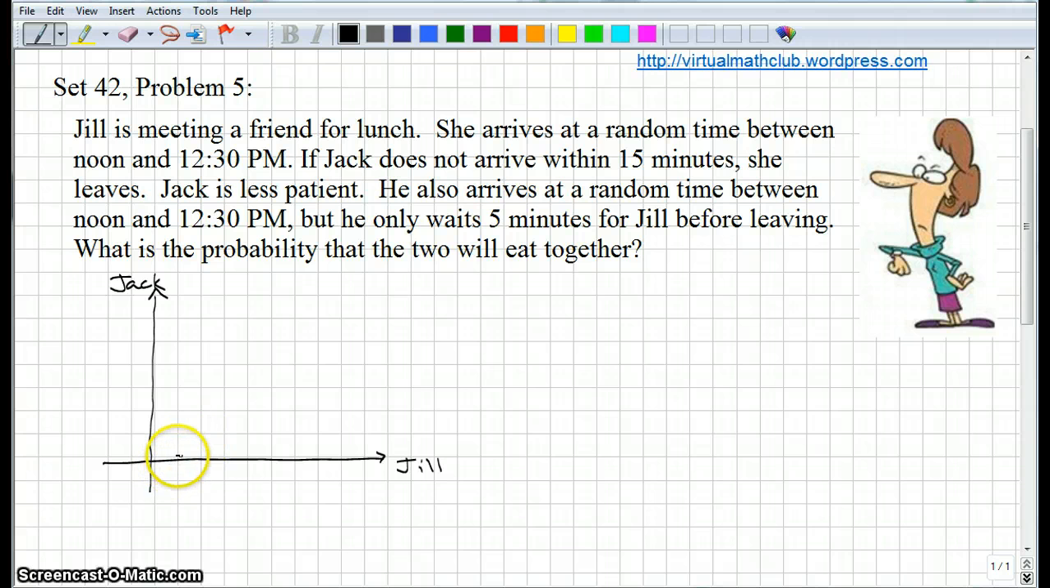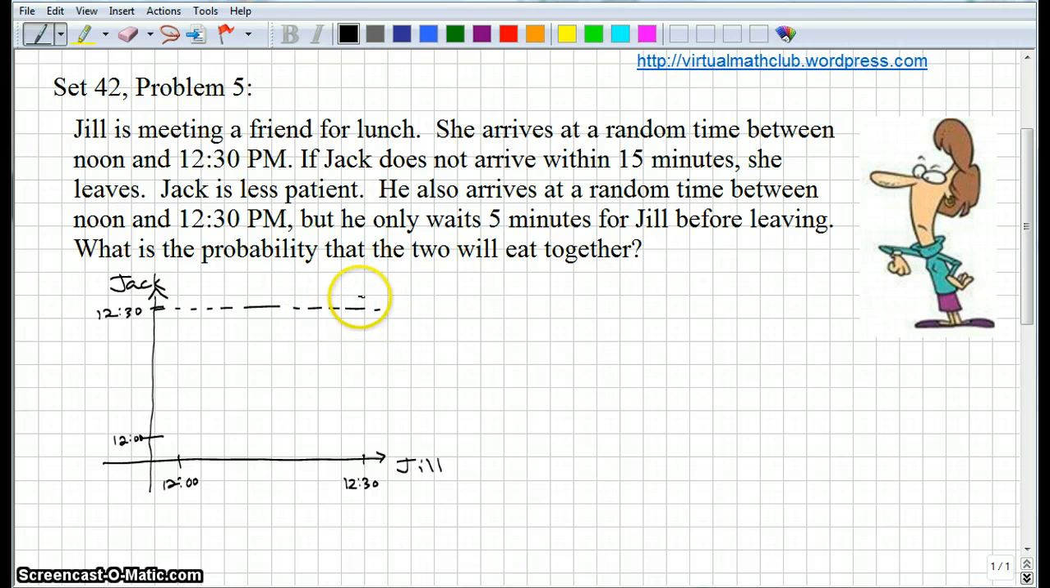Okay, so Jill arrives somewhere between, we'll call this 12 o'clock. All right, so this is 12 noon. And somewhere between there and 12:30. Okay, so that's her arrival time. And Jack also arrives somewhere between 12 and 12:30. Okay, so here's 12:30.